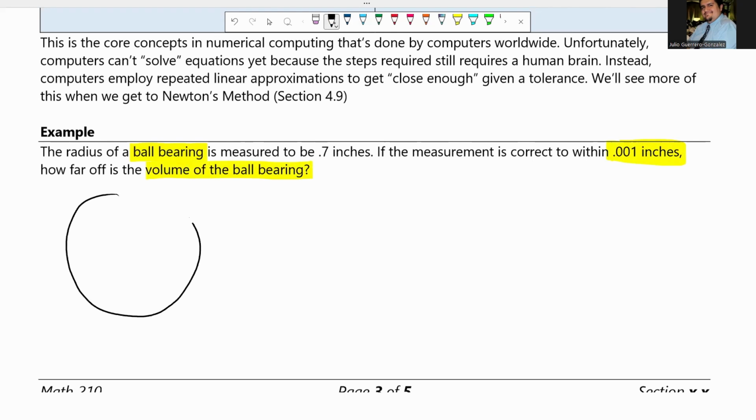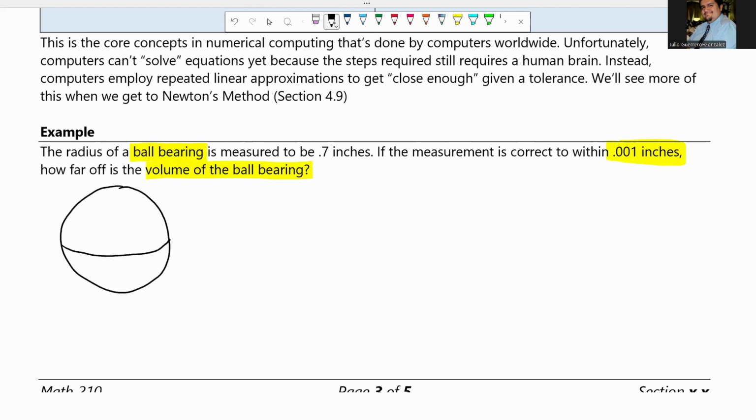So here's my ball bearing. Let me make it a little smaller and give myself a little bit more room. Pretend it's a sphere. We know that this thing has a radius, and we know this radius is 0.7 inches. We know the volume of a sphere: V of R is equal to 4/3 pi R cubed.